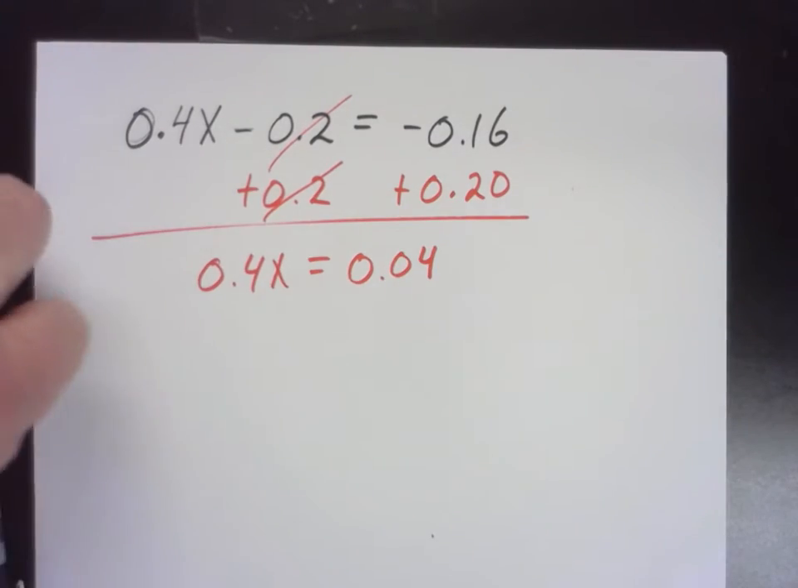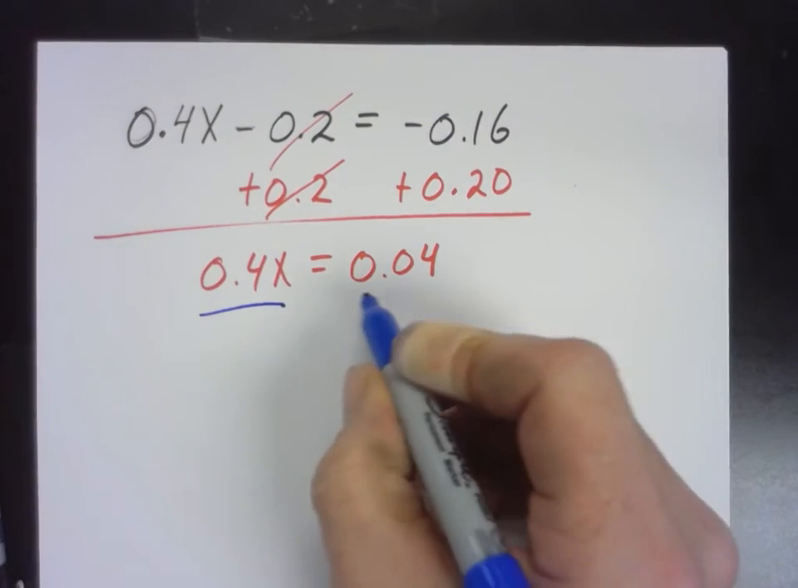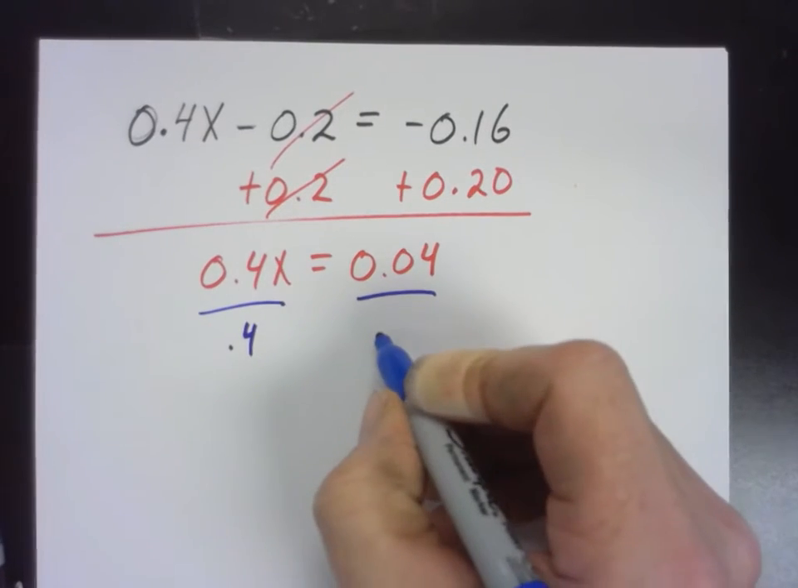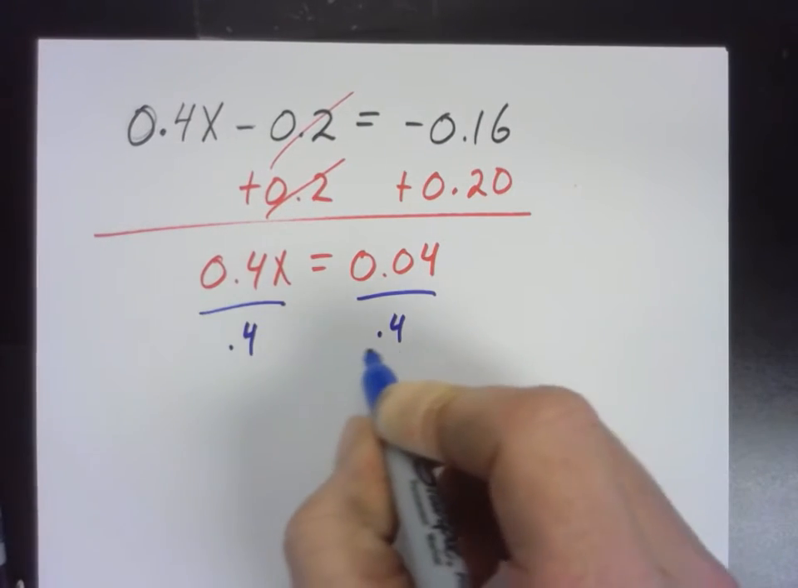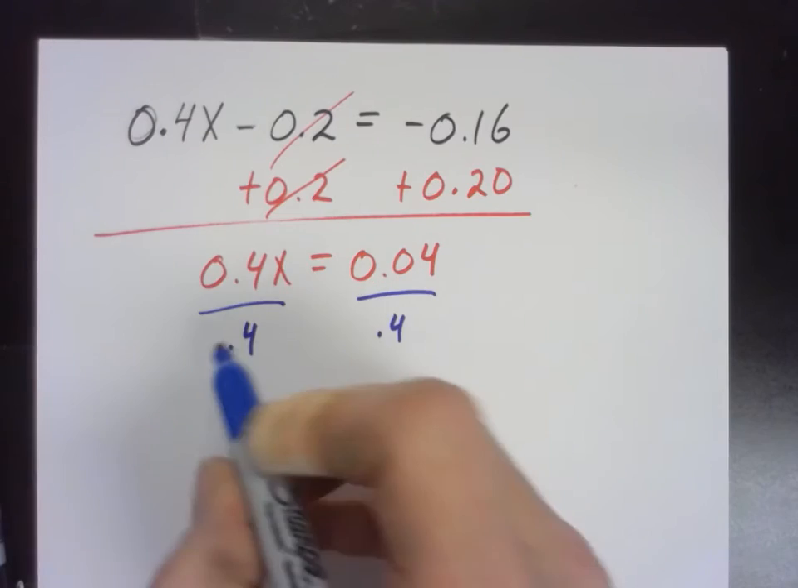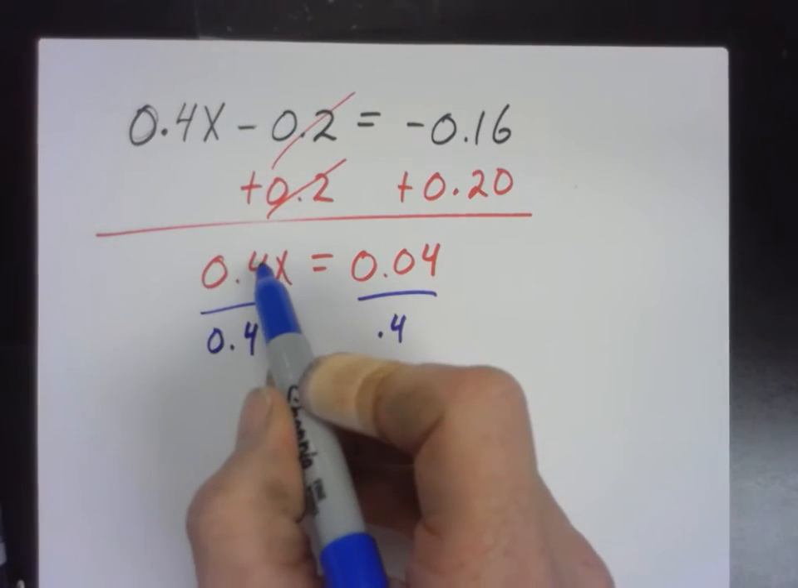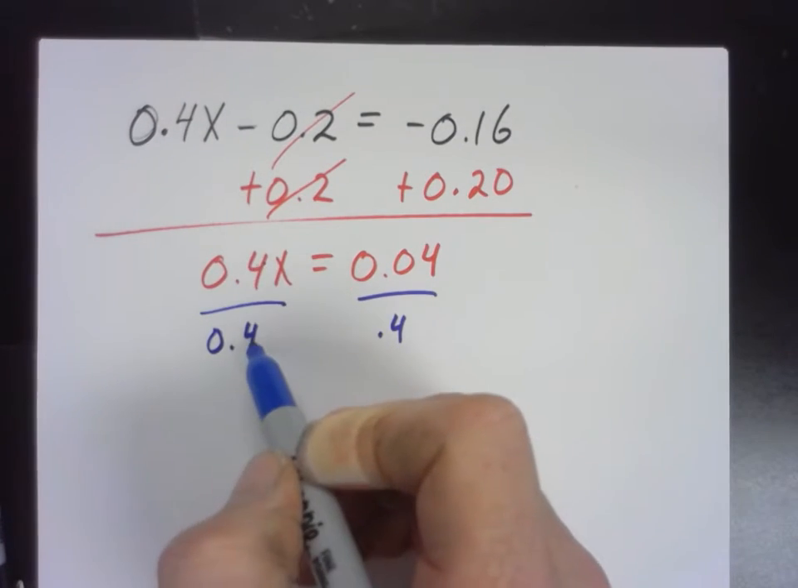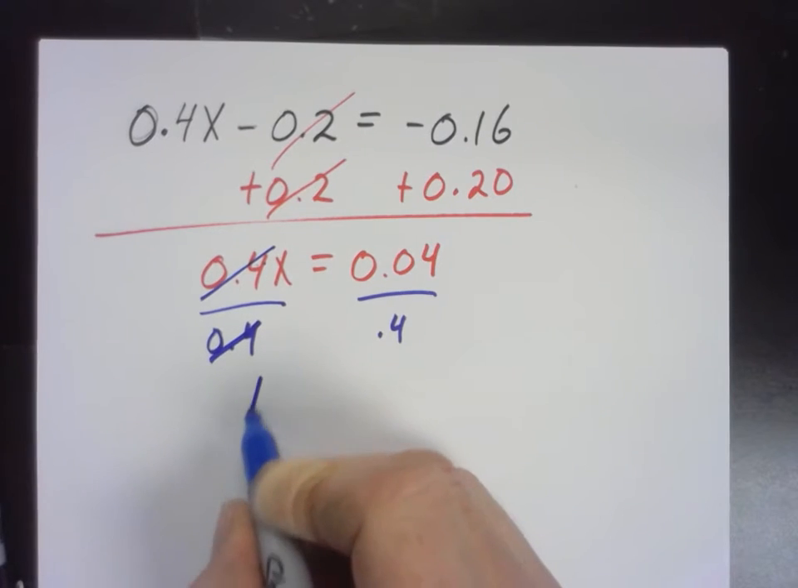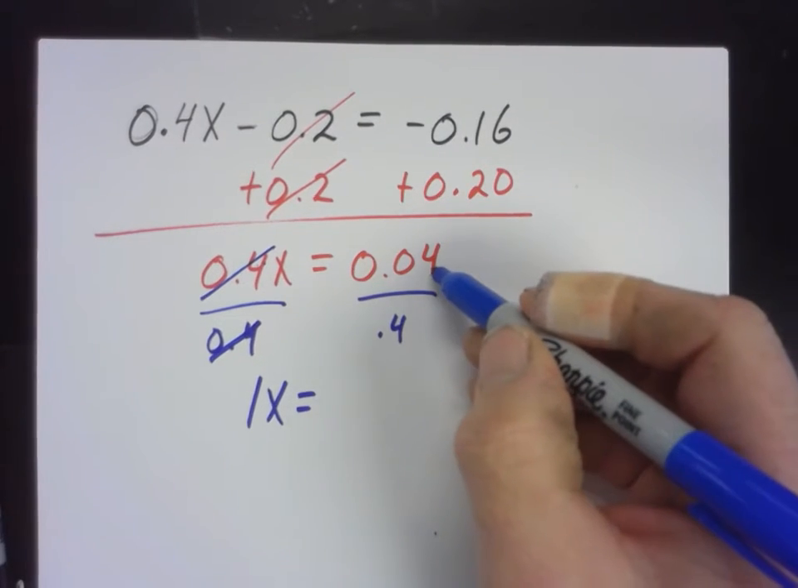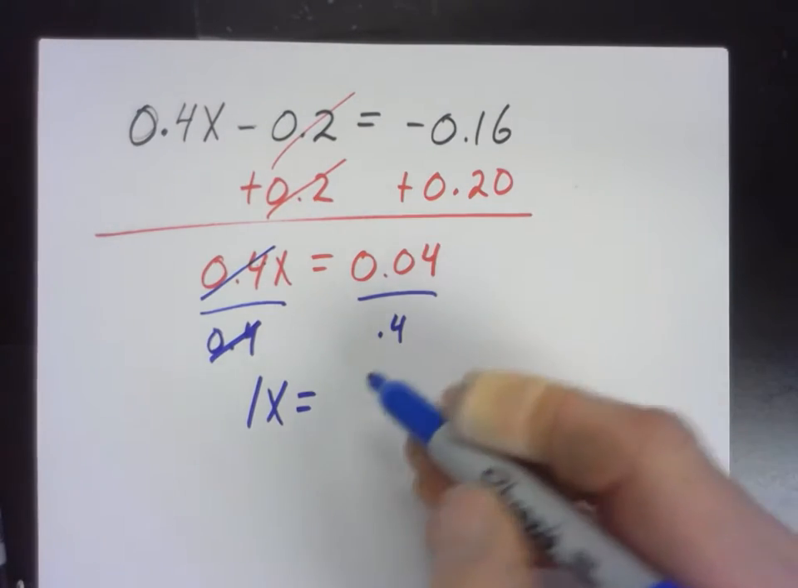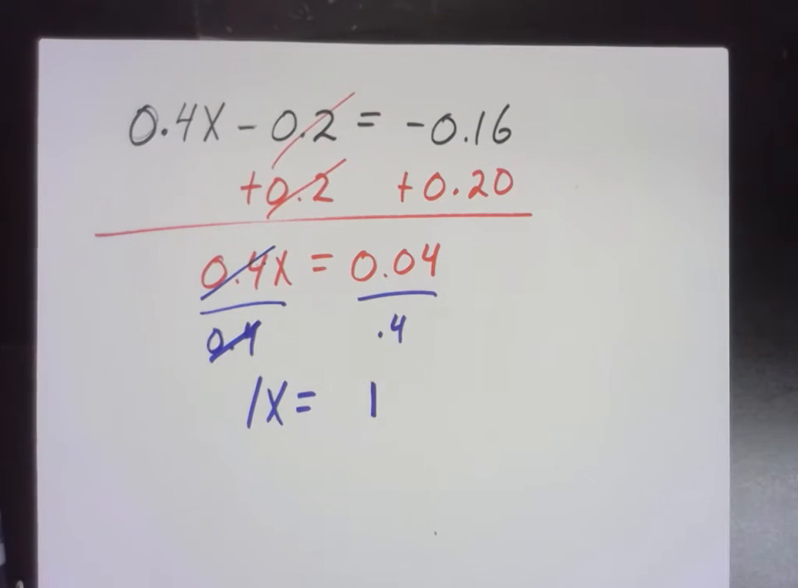Now, we have to divide both sides by 0.4. It doesn't matter. What do these do when we divide? 1x. Now over here, I know 4 divided by 4 is 1, but the question is, is the answer going to be 0.01? Is it going to be 0.001? Is it going to just be 1? Where's the decimal, right?